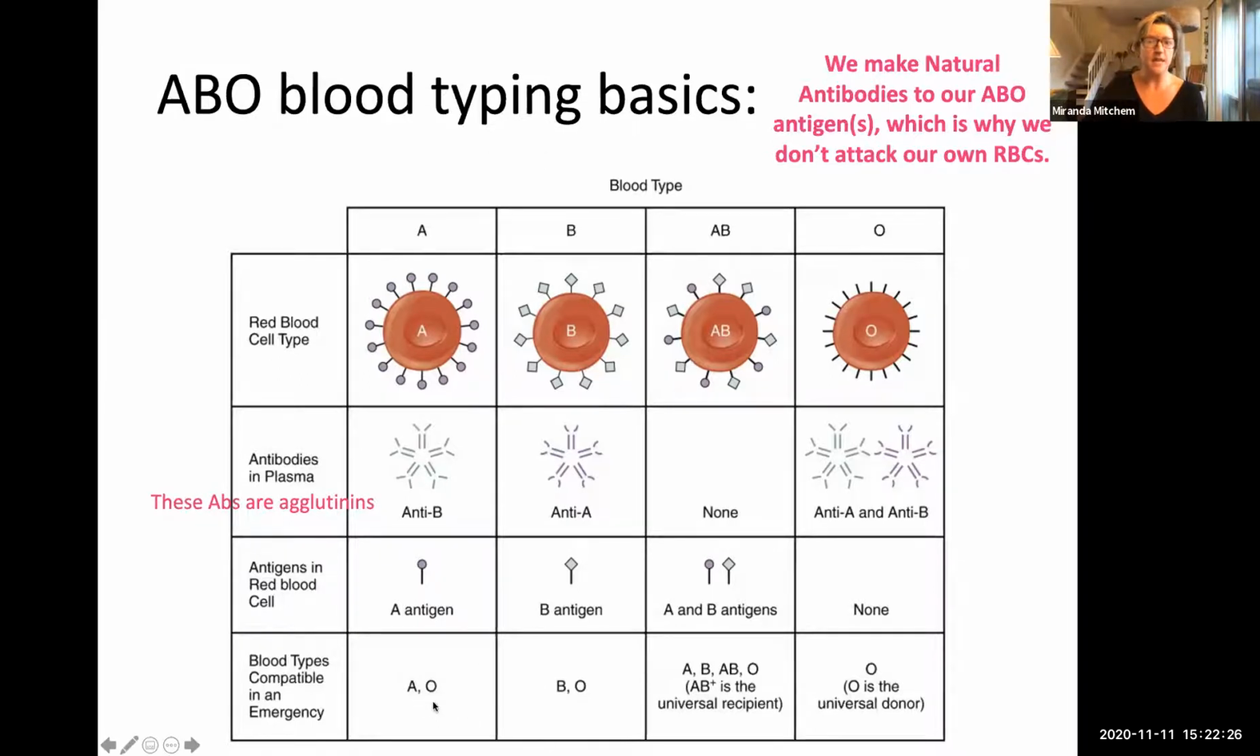See, type A can get O, type B can get O, type AB can get O, and of course, type O can get O. So that is how we prime and tolerize our own body to not respond to the carbohydrates that we have on our own red blood cells. So there is very much a difference between natural antibodies and pathogenic antibodies.